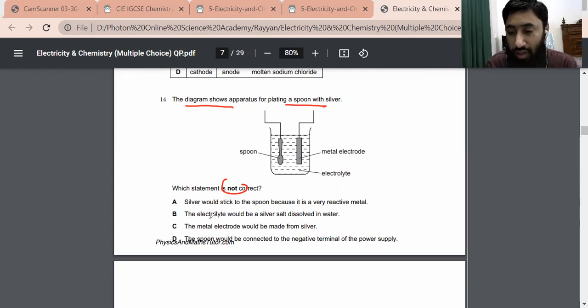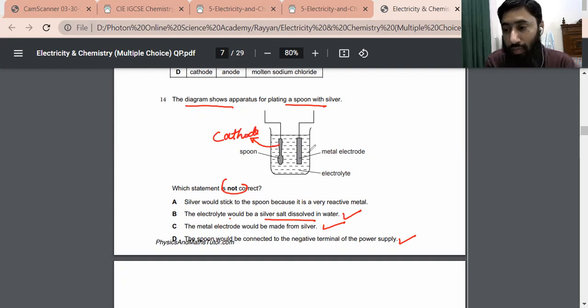What about statement B? The electrolyte would be a silver salt dissolved in water. Yes, this is correct. The metal electrode would be made from silver. Yes, this is correct. The spoon would be connected to the negative terminal of the power supply. Yes, this is correct, because the object which we want to electroplate, we make that object the cathode.